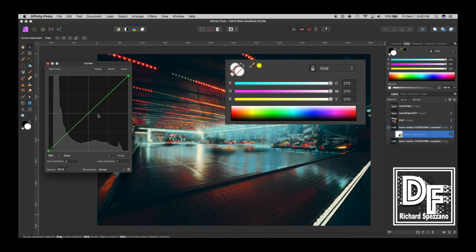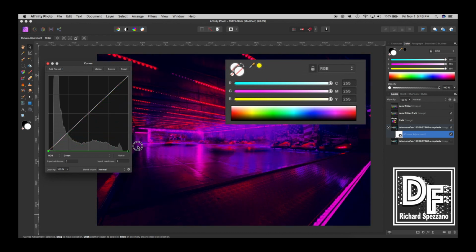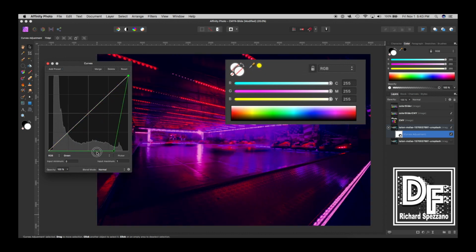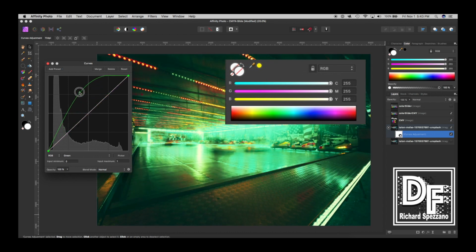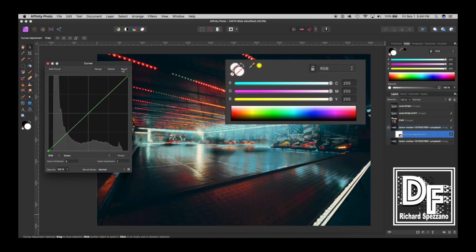So we're in the green channel now. If I pull down the green, I'm going to get more magenta and less green. If I pull it even this way, same thing, and it'll be darker or lighter. If we pull it up, we're getting more green. Pull it down, more magenta. Let's reset that. And then the last one is blue.